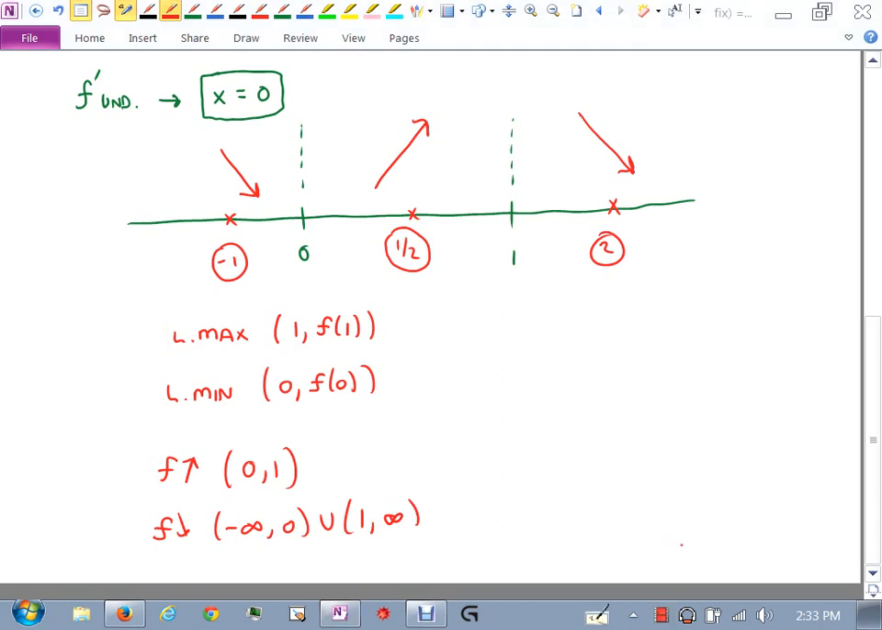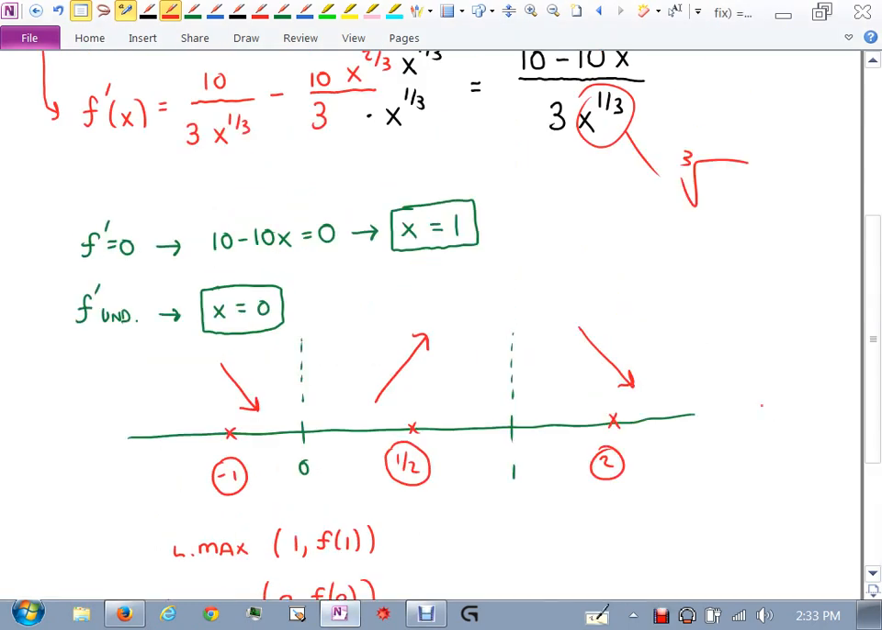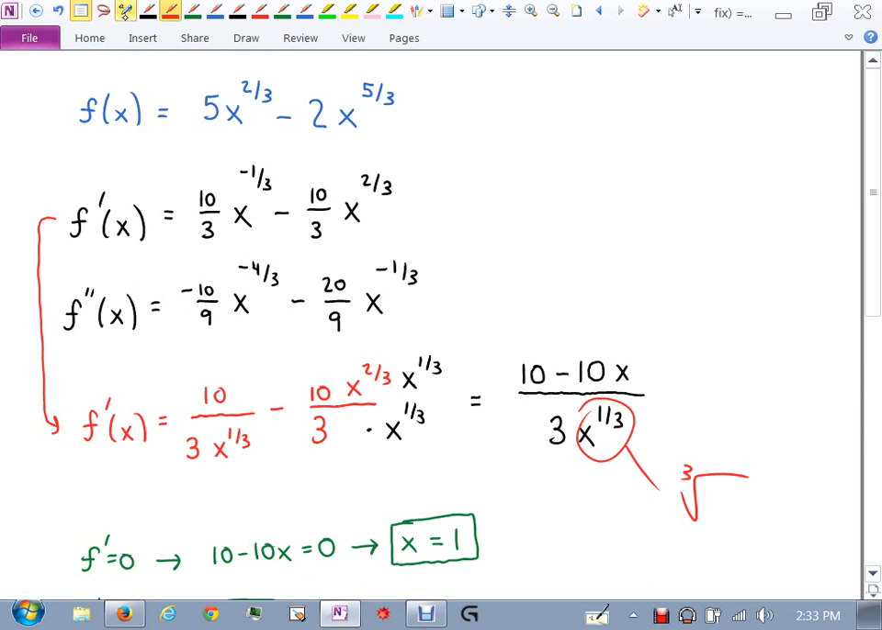All right, we've got local max, local min, increasing, decreasing. Yes? And now the second derivative. We got to go mess with that. Questions? Here's my second derivative.